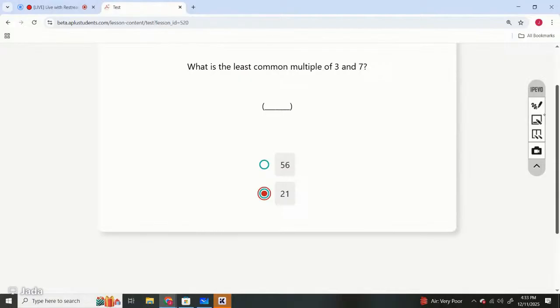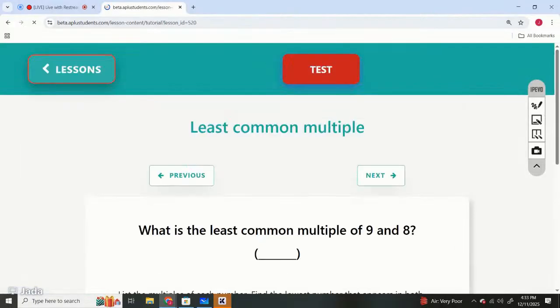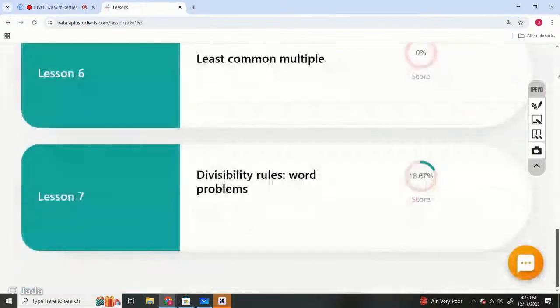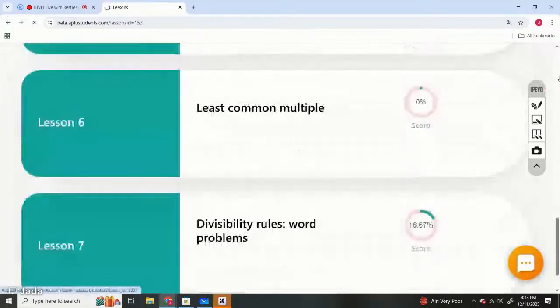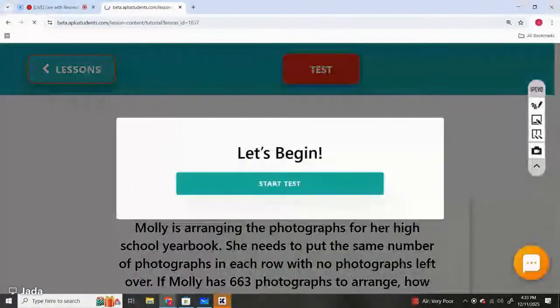Okay, you can complete the lesson by yourself later today. Let me just move on to the next lesson. The next one is divisibility rules. We're going to start with the test questions.